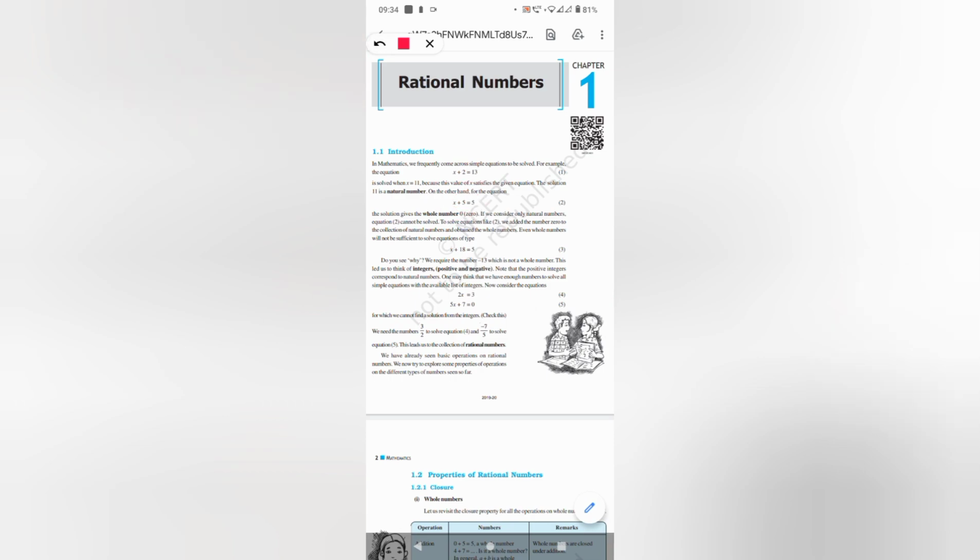If we consider only natural numbers, the equation cannot be solved. अगर सिर्फ हम कंसीडर करेंगे सिर्फ नेचुरल नंबर्स को, तो इक्वेशन नहीं बन सकता है.